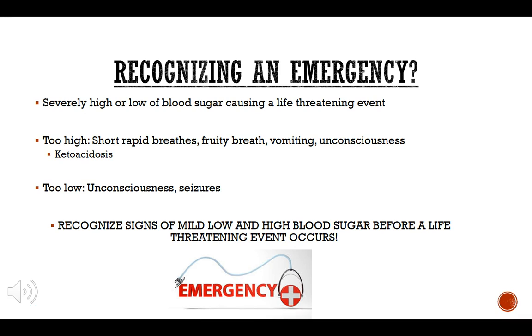Severely elevated blood sugar can lead to life-threatening events such as diabetic coma and ketoacidosis. Extremely low blood sugars can also cause coma, unconsciousness, and seizures. Knowing the signs of diabetic emergency could help save a patient's life. Even if you don't know what to do in an event, seeking help is what matters.